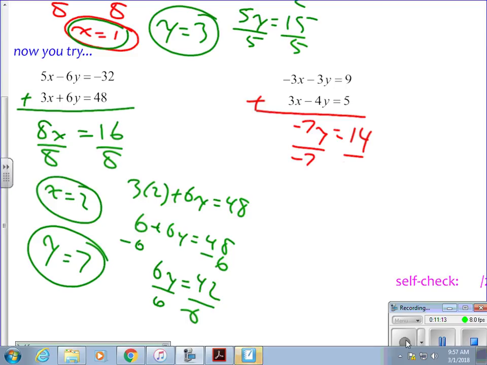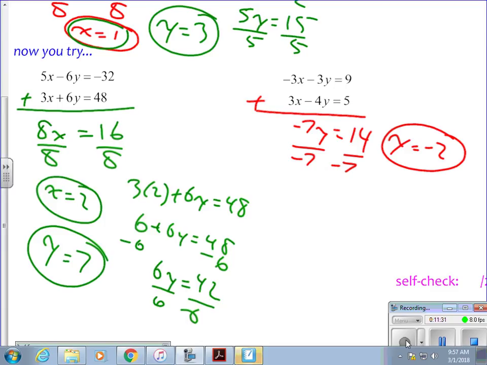Divide both sides by negative 7. And I get y equals negative 2. Now, once again, I can plug it into either equation. If you didn't plug it into the one that I did, you did a different one, you should still get the same answer if you do it correctly.